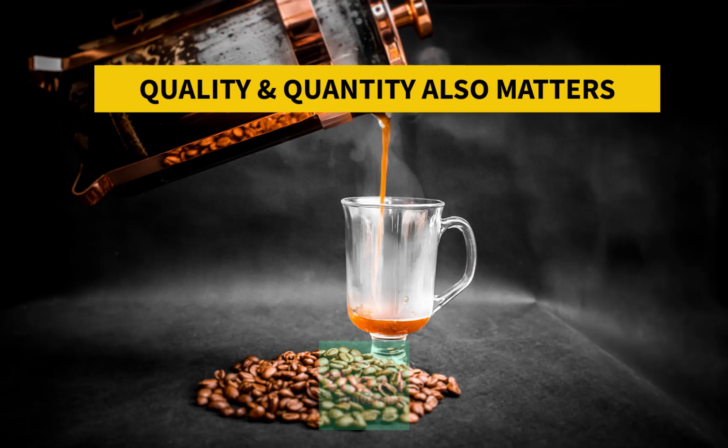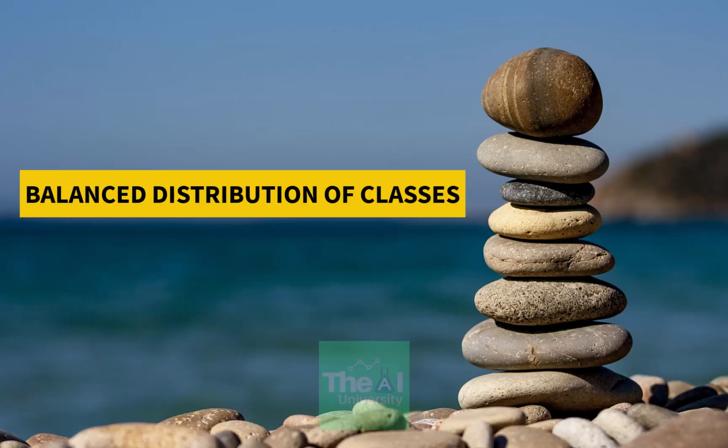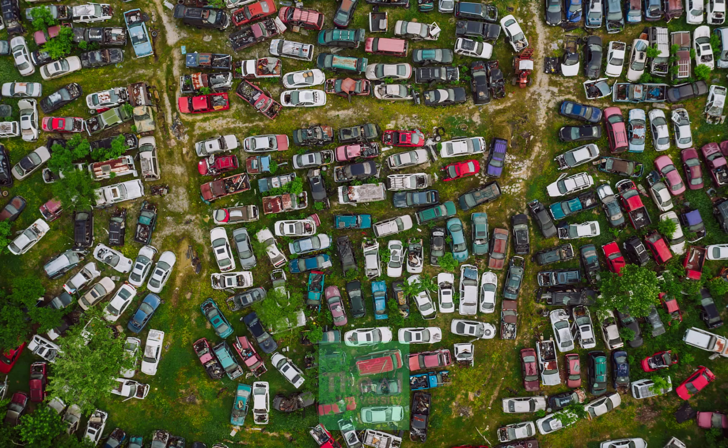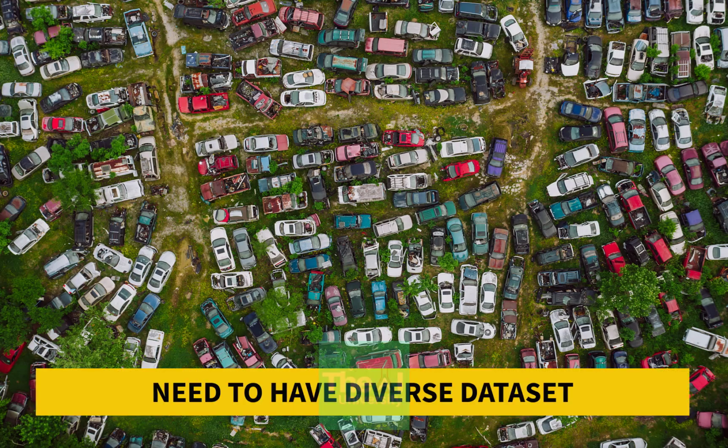The quality and quantity of the dataset also affect the model performance. A large and diverse dataset will lead to better performance, and it's also important to have a balanced distribution of the classes in the dataset in order to ensure the model generalizes well. In addition, having a diverse dataset can also help to tackle the problem of overfitting, which is a common issue in machine learning.